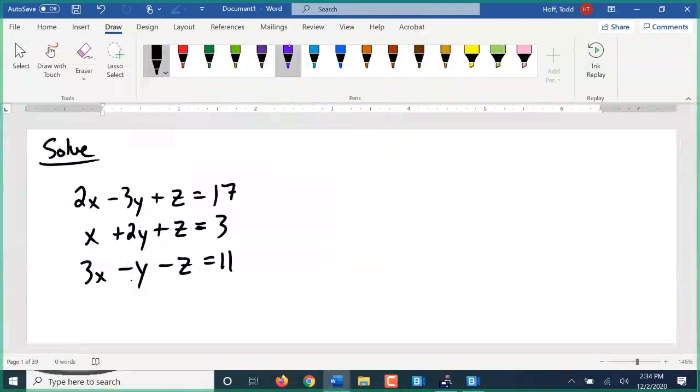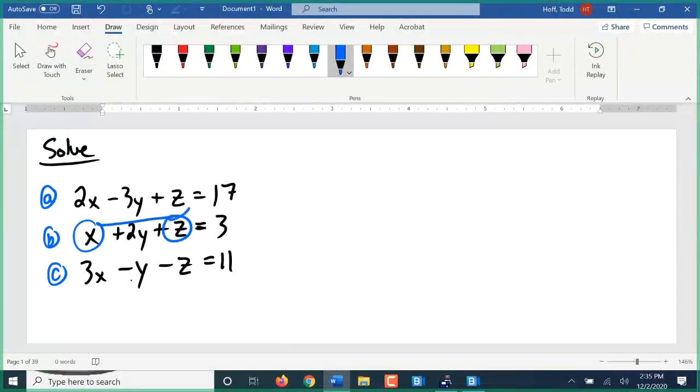To solve this one, I'm going to label them equations A, B, and C again, as usual, for quick reference. And we have to pick one to solve for one of the variables. There are several variables here that would be fairly easy to solve for. X, Z equation. I'm just going to go ahead and solve equation A for the variable Z.